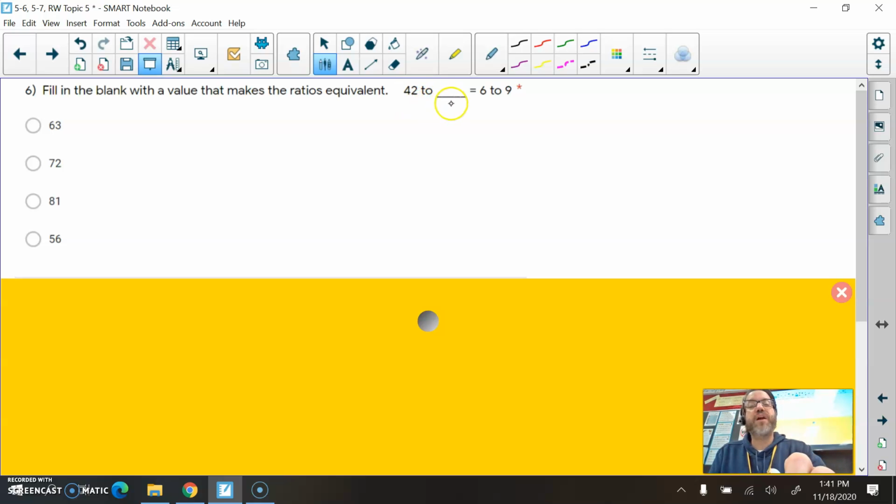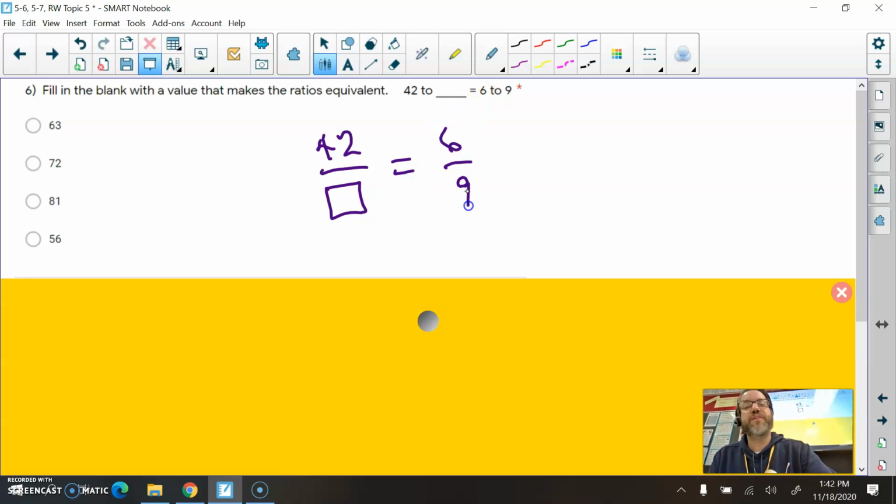Number 6, fill in the blank with a value that makes the ratios equivalent. 42 to blank equals 6 to 9. This will be much, much easier if you write these as fractions and then write yourself a proportion. 42 to something, I'm just going to put 42 over something. I'll just put a box there for that missing value. Equals 6 to 9. Well, I'd have 6 over 9 then.